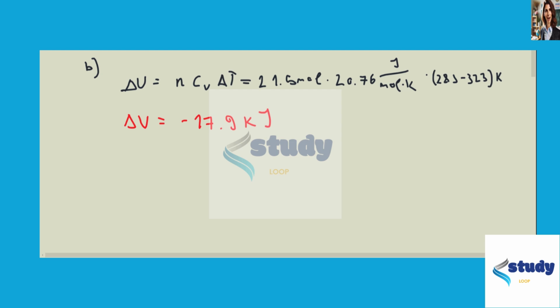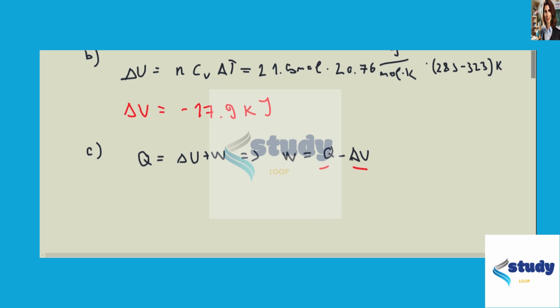For part C of this problem, we need to find the work done, and this will be derived from the first law of thermodynamics. So Q equals delta U plus the work done. Therefore, the work done is equal to Q minus delta U. We already evaluated Q and delta U, so we can directly substitute and evaluate the work done.